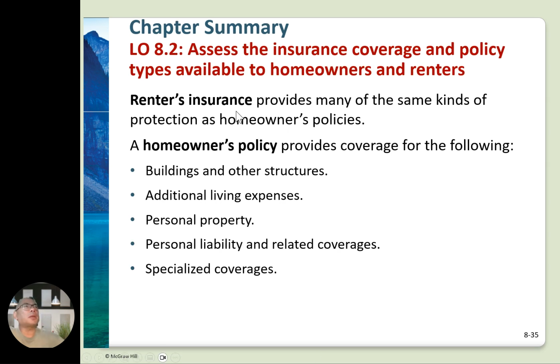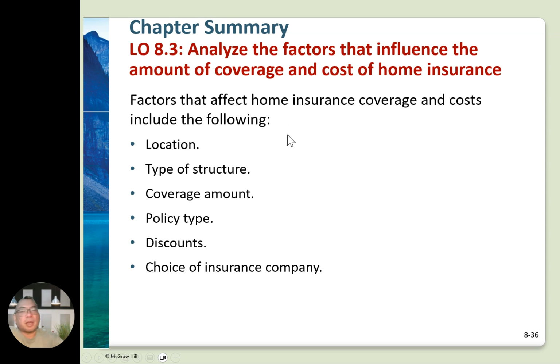Chapter number 2 summary. We call it rental insurance, which provides the same kind of protection as a homeowners policy, but it's only for renters. If you are renting a house or renting an apartment, then you need to have rental insurance. While a homeowners policy provides coverage for the building, living expenses, liabilities, and any other coverage. For objective number 3, in the chapter summary, home insurance coverage and costs include the following: location, structure, coverage amount, policy type, discount, and choice of insurance company.